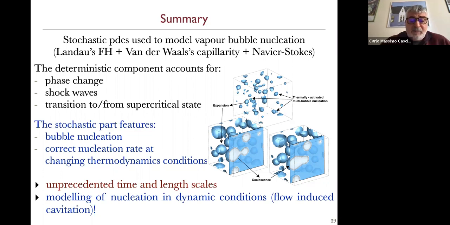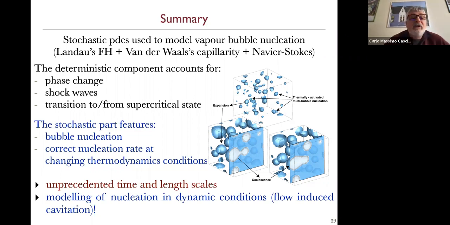There is the stochastic part. The stochastic part accounts for the bubble nucleation and allows us to model the correct nucleation rate at changing thermodynamic conditions. Characteristic of the entire system is that we can reach unprecedented time and length scales, in the sense that if you want to deal with nucleation, the standard tool for doing that is molecular dynamics. And molecular dynamics means that you have systems which at most could be a few tens of nanometers in size, and then you have the time scale which is extremely limited due to the fact that the integration time scale is on the order of picoseconds.